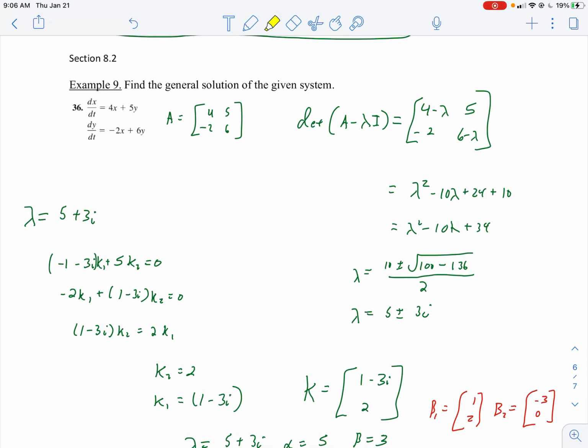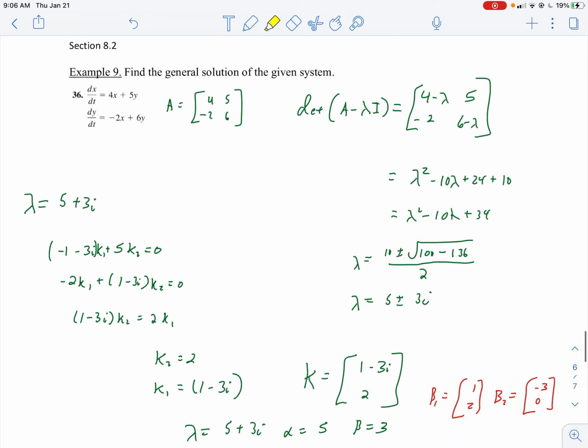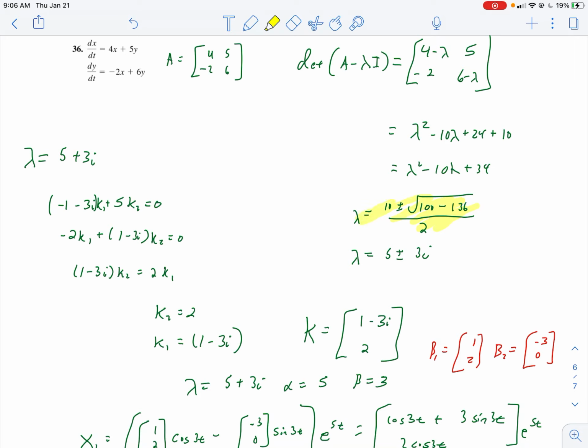So again, we have a system of differential equations, and so first find the coefficient matrix. We found the coefficient matrix. Taking the determinant, we end up getting lambda squared minus 10 lambda plus 34. Now, again, I have to use the quadratic formula to find my solutions, and I end up with 5 plus or minus 3i. Since these are complex, I only need to take one of these, and so again, I'm going to take the positive, so lambda equals 5 plus 3i.